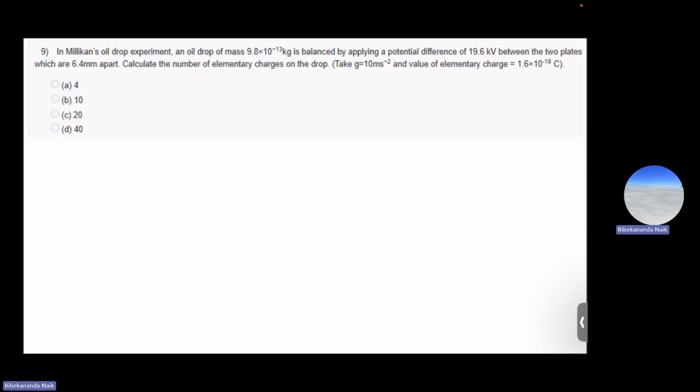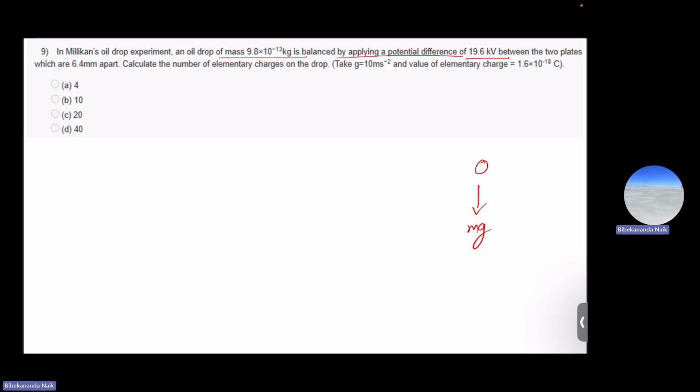Here the question says an oil drop of mass 9.8 × 10^-13 kg is balanced by applying a potential difference of 19.6 kV. So we know if we drop an oil drop, it will fall. Suppose the mass of the oil drop is m. So what will be the weight of the oil drop? Due to the mass m, the weight will be mg, which will be acting downwards. Now the question says it is balanced by applying a potential difference of 19.6 kilovolt.